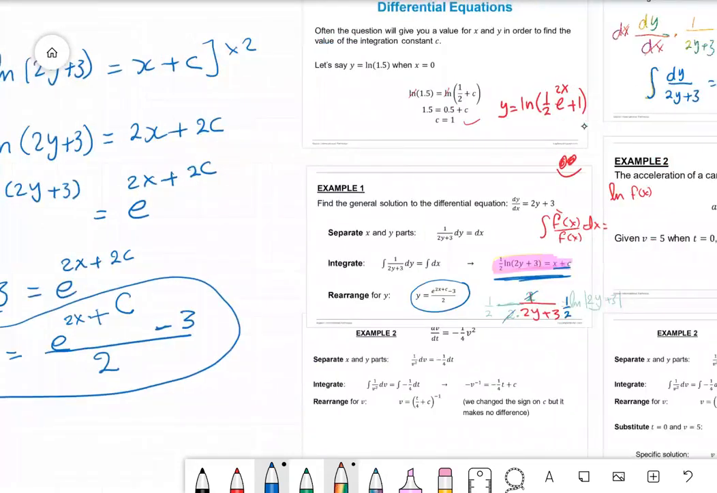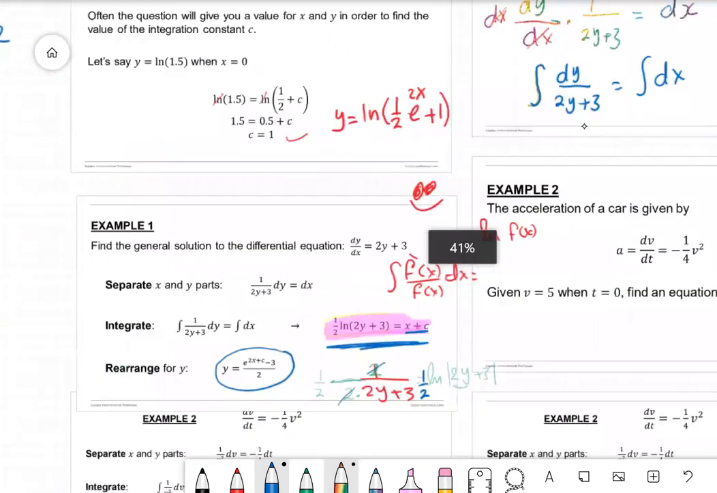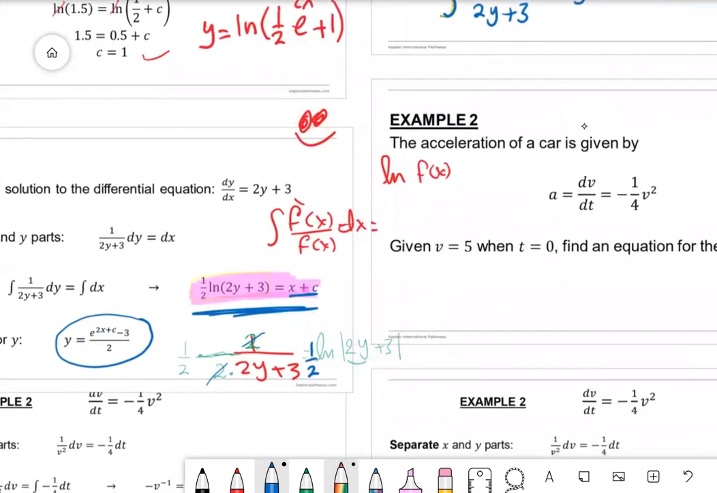Right. Next example here. We have the acceleration of a car is given by a equals dv over dt equals minus 1 over 4 v squared. So again, we have v equals 5 when t equals 0. This condition here, we don't need it until the end. After you find the general solution, then you can substitute the values of v and t to find the equation for the velocity. All right.